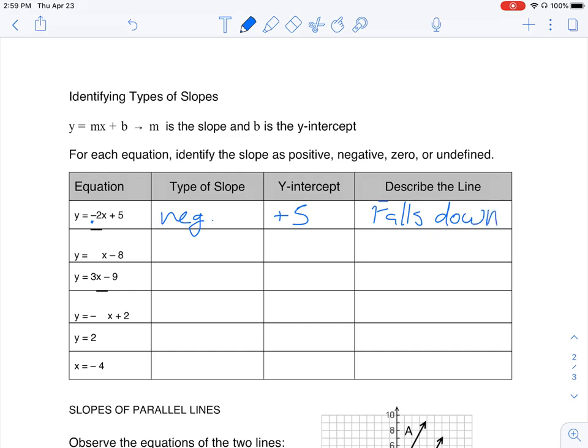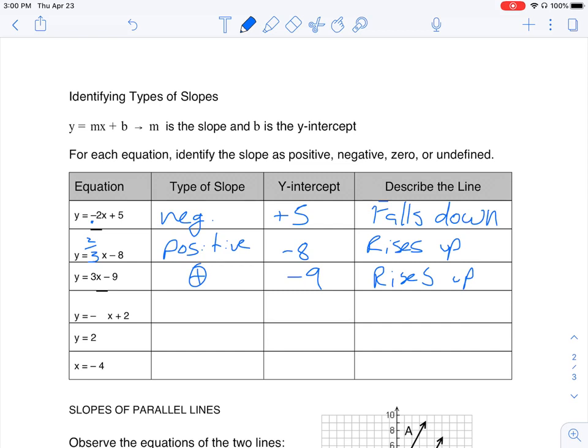Next one, we have y equals 2 over 3x minus 8. What is the slope? Well, it is a positive slope. The y-intercept is negative 8. And if the slope is positive, that means it rises up. Our third example, y equals 3x minus 9. What type of slope is it? It's a positive slope. The y-intercept, in this case, is negative 9. And then describing the line, well, it rises up because the slope is positive.